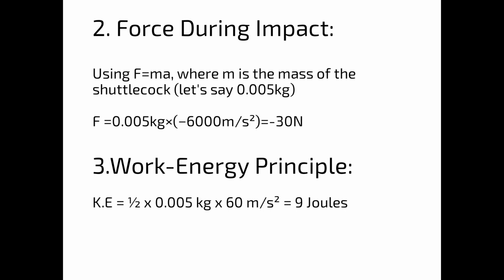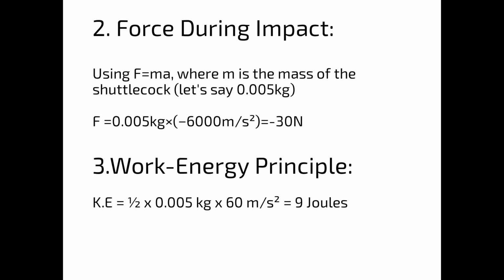Number 2. Force during impact. Using F = ma, where m is the mass of the shuttlecock, let's say 0.005 kg. F = 0.005 kg × -6000 meters per second squared = -30 Newtons. The negative sign indicates that the force is acting in the opposite direction to the initial velocity.